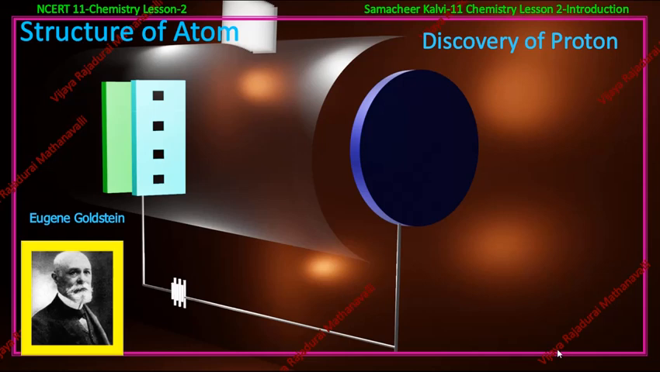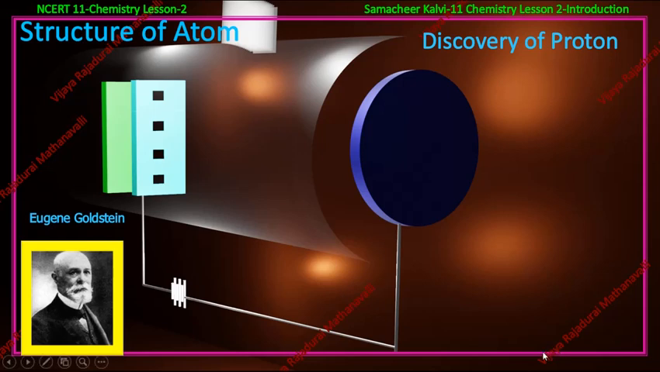Thomson gets overall credit for discovering the electron because he found the characteristic of the negatively charged particle, and he named the particle as electron, and he found the e by m ratio. Based on this, Goldstein thought that, atom being electrically neutral in nature, it should necessarily possess positively charged particles to balance the negatively charged electrons.